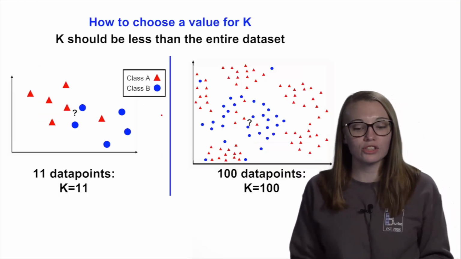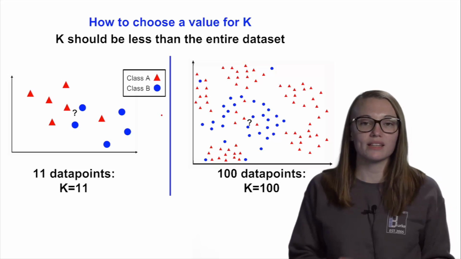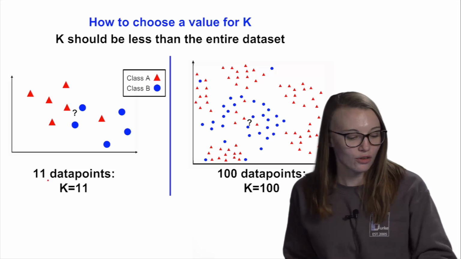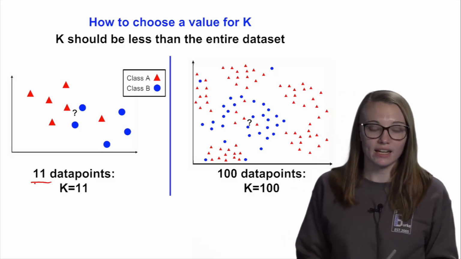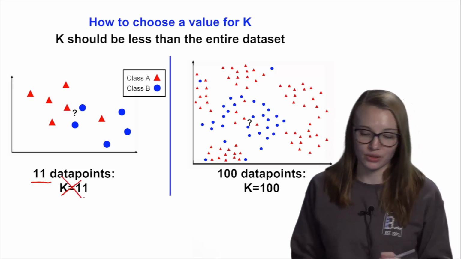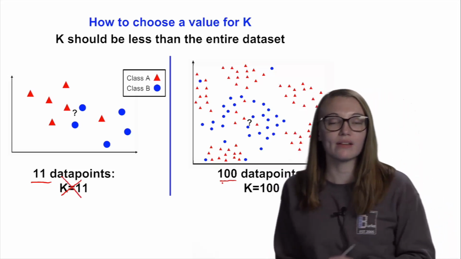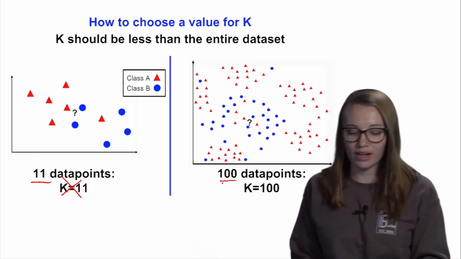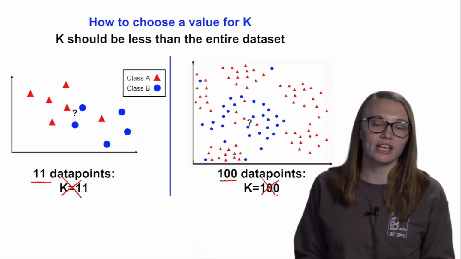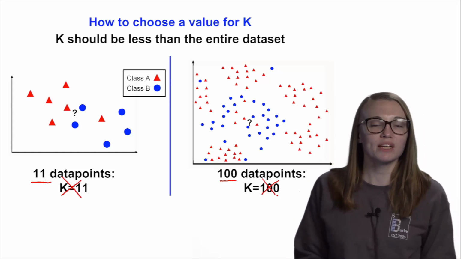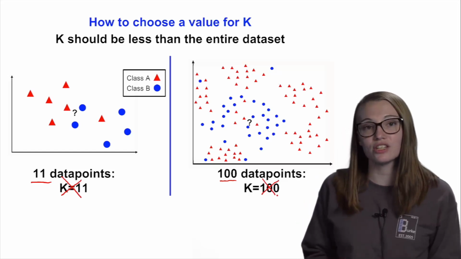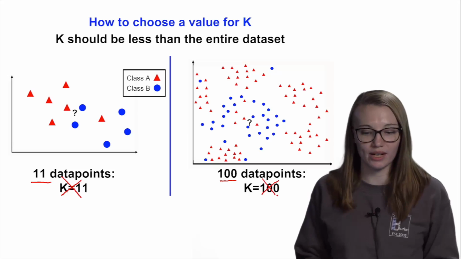These guiding principles start with the fact that k should be less than the total number of data points in your data set. So for a small data set of 11 data points, k equals 11 would be considered too large a k value. Alternatively, for a massive data set of 100 data points, again, k equals 100 would probably be too large a k value to select. And this is because these large k values would instead be representing the majority classification of data rather than nearest neighbor analysis.